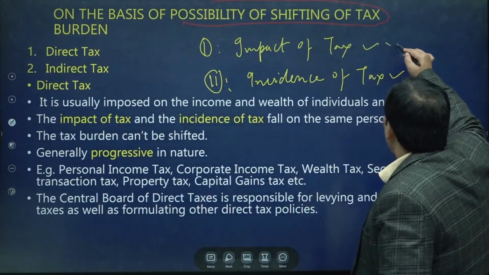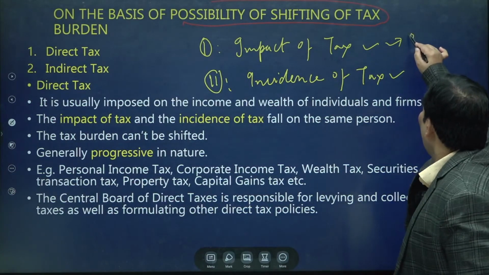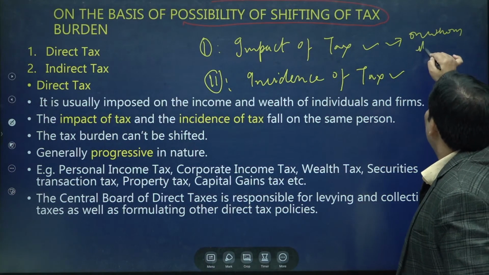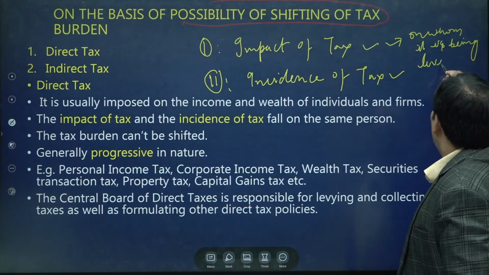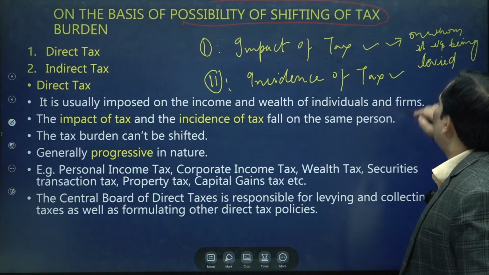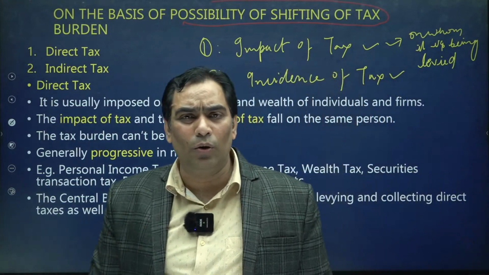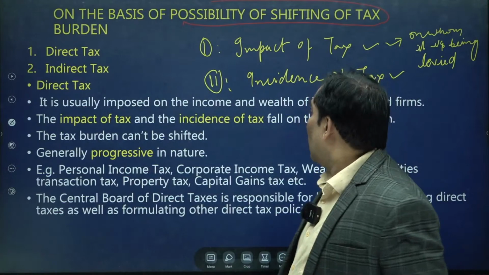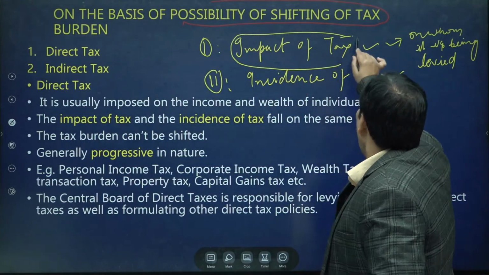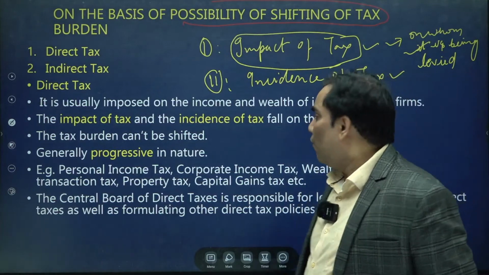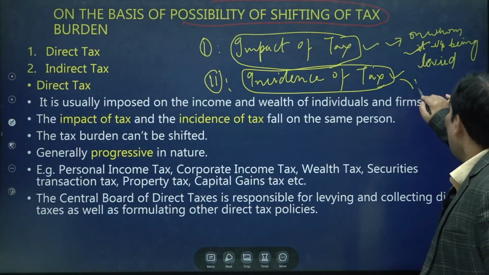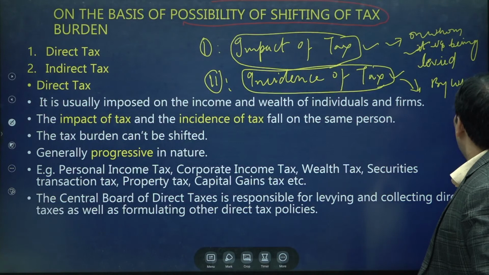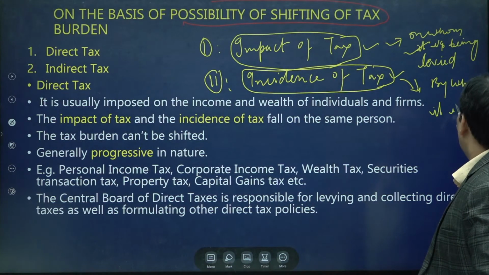What is the meaning of impact of tax? It refers to on whom it is being levied. Levied means imposed. As I said, economics has its terminology. So impact of tax refers to on whom it is being levied or imposed, whereas incidence of tax refers to by whom it is finally being paid.